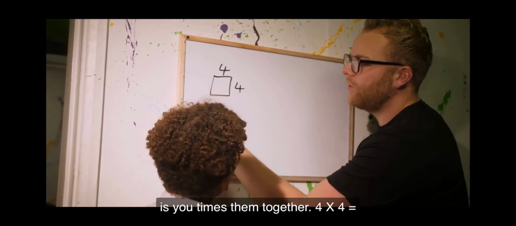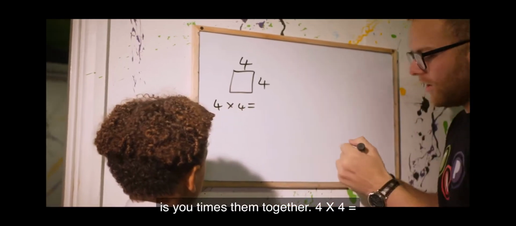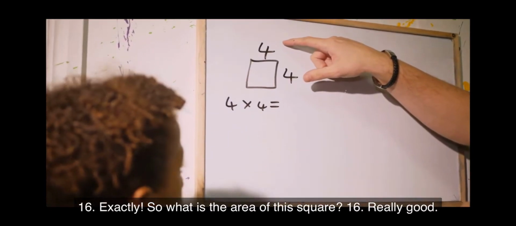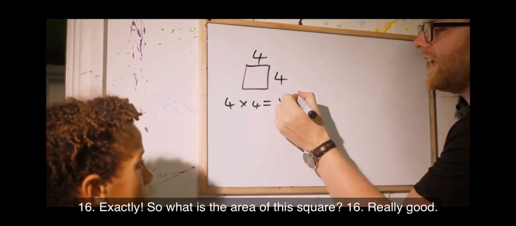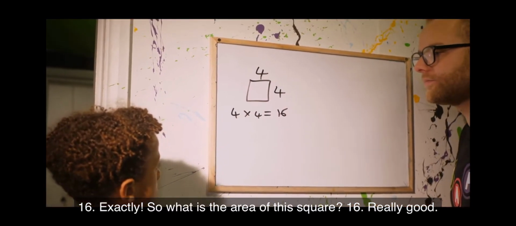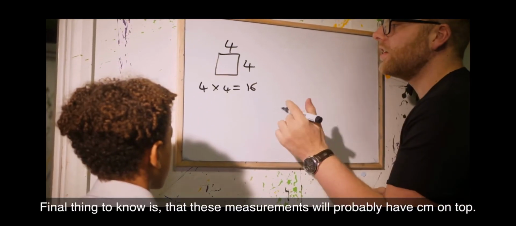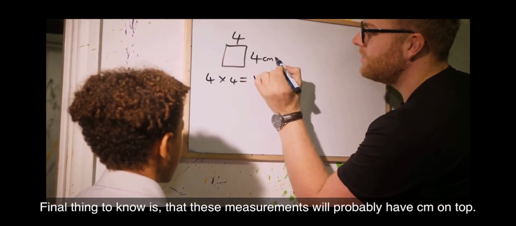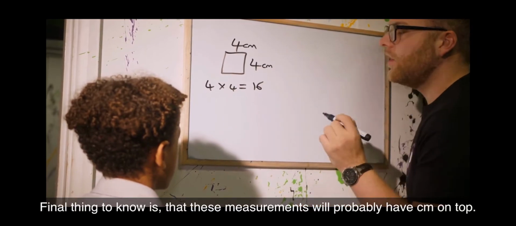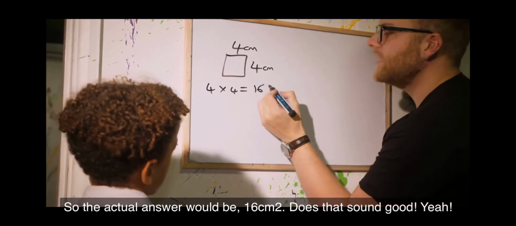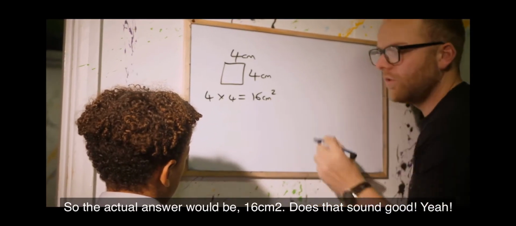So it'll be 4 times 4. And what does 4 times 4 equal? 16. Exactly. So what is the area of this square? 16. Really good. Now the final thing to note is, it will probably look like this, with centimetres on top of them as well. So the actual answer would be 16 centimetres squared.